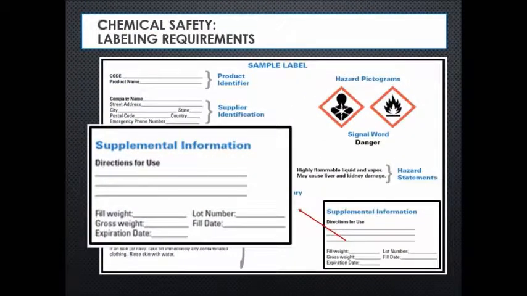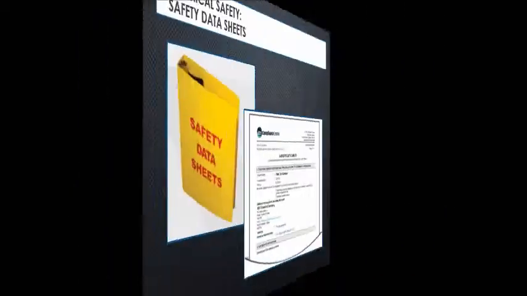Finally, supplemental information contains anything else you may need to know about a product. Some examples are directions for use, lot numbers, or expiration dates.